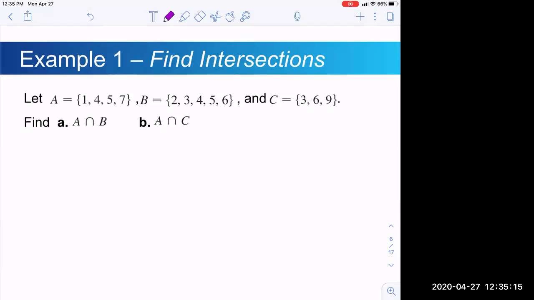So let's do an example. We've got our sets. Let's do A intersect B. This is the set of elements that's in A and B. So let's see, I see 4 in both, I see 5, and that's it.